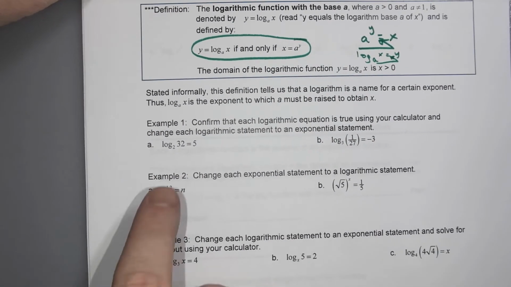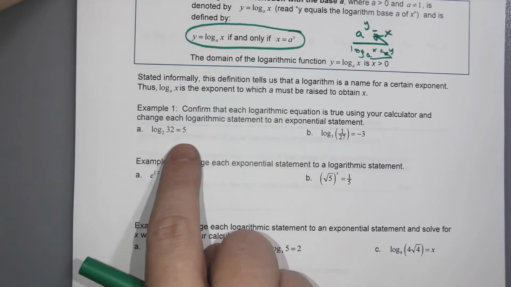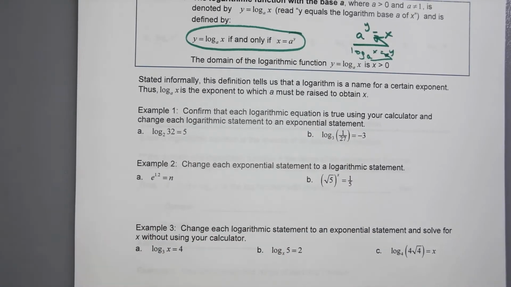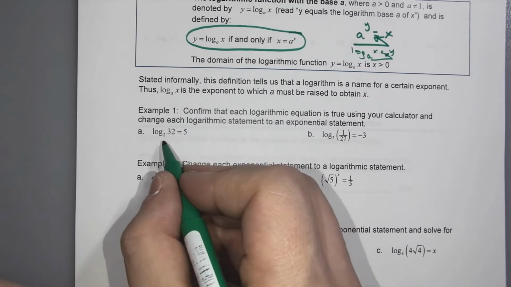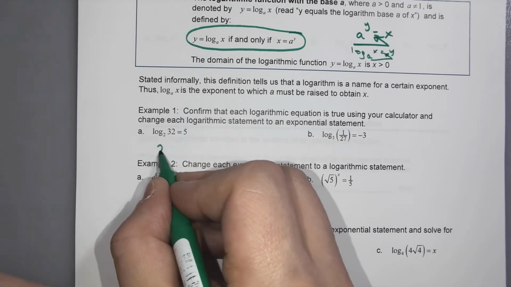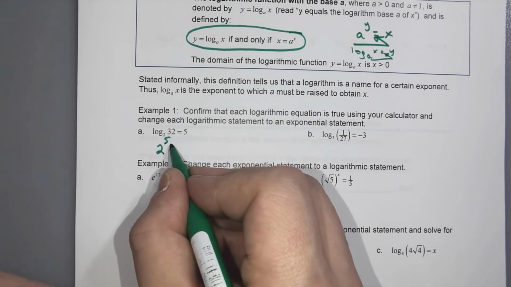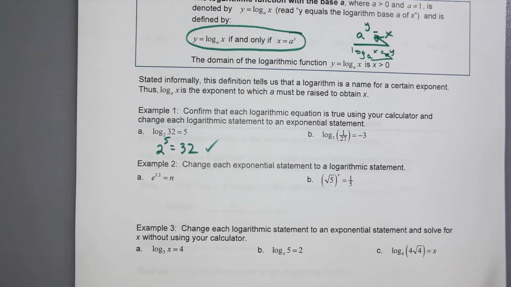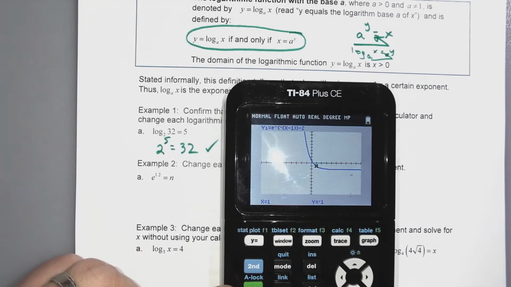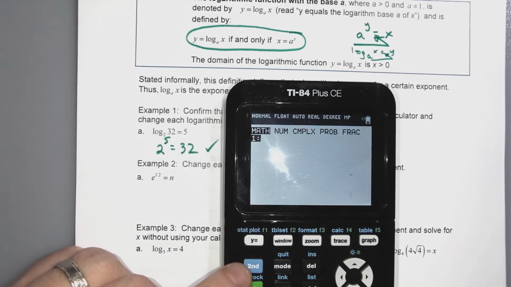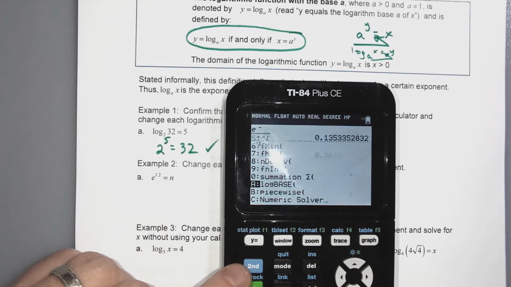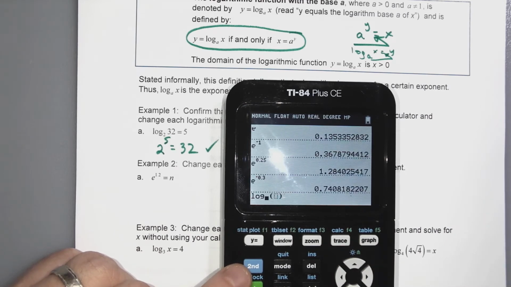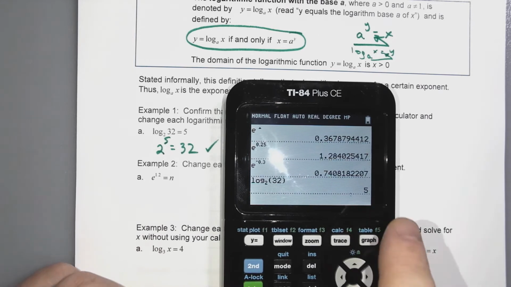So we will confirm that these are true using a calculator and changing it into an exponential statement. I don't even think I need a calculator on this one. The exponential statement would be base to the power equals 32. And of course, 2 to the 5th is 32. Let's use our calculator to make sure. Math. Log base 2 of 32 is indeed the number 5.